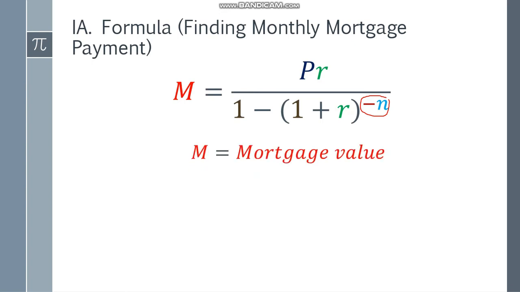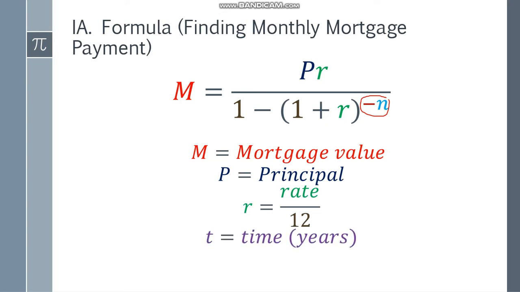So M will be the mortgage value, P will be the principal, R is equal to rate over 12. So why is there a 12 here? Because we're talking about monthly. So that's why we need to divide the rate by 12.